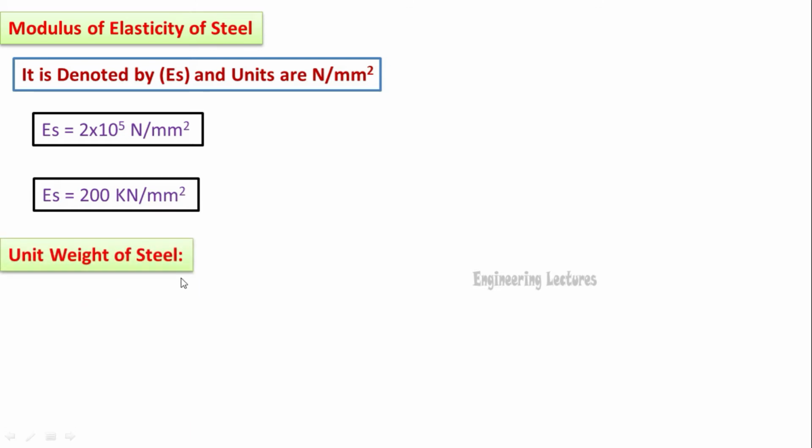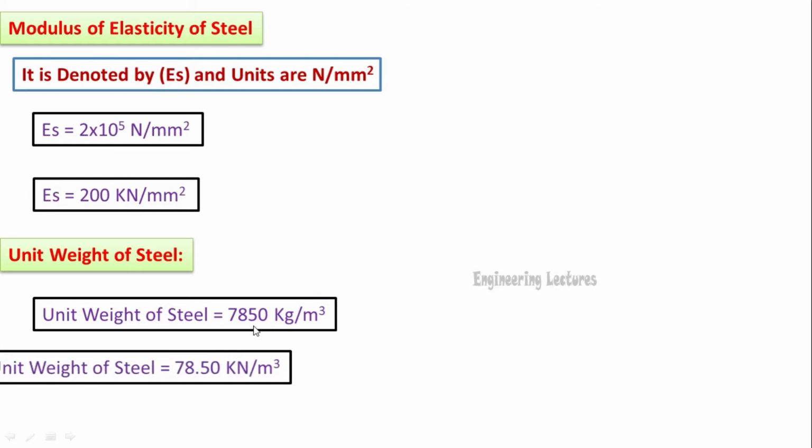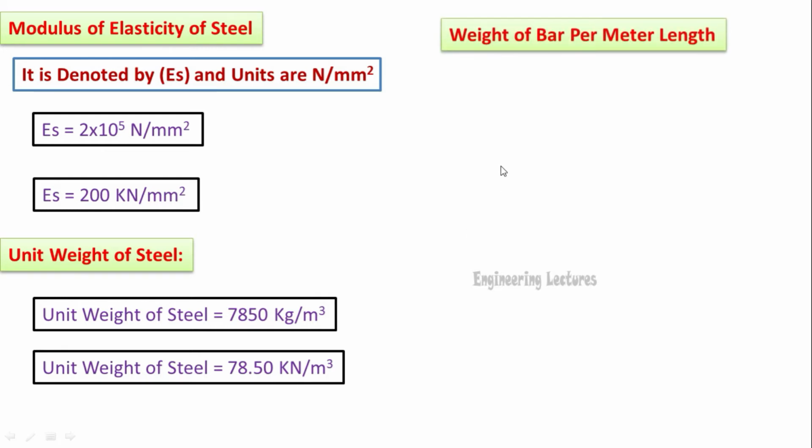Now let's see the unit weight of steel. Unit weight of steel is equal to 7850 kg per meter cube. In kilonewton per meter cube it is 78.5 kilonewton per meter cube. This is also very important. Now, how to find the weight of a bar per meter length?